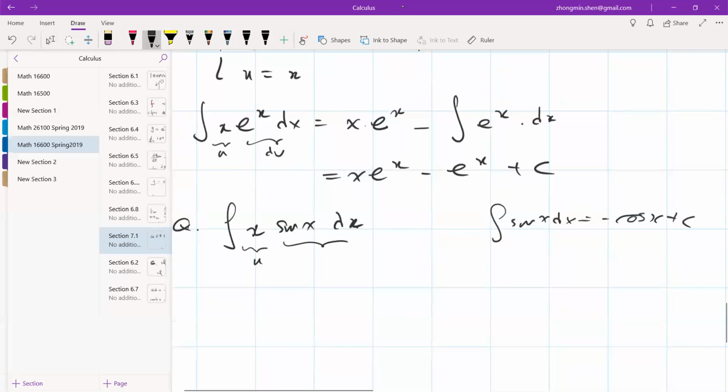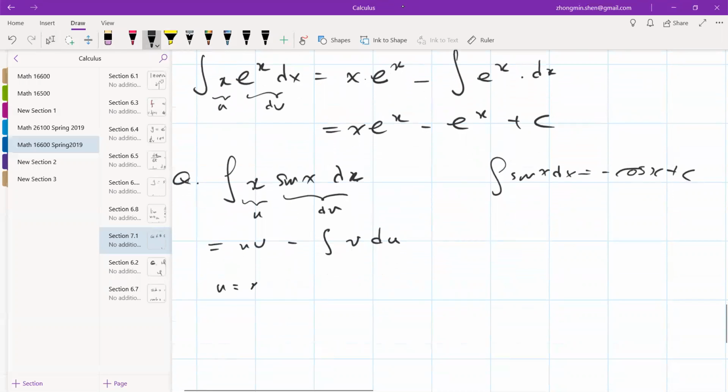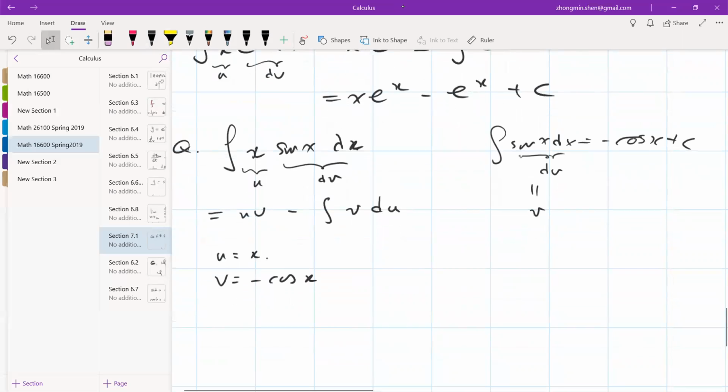So this will be u, that will be dv. Then if I switch the order, it's u times v minus v times du, which is probably fine. Now, what is v? u is going to be x, so du is just dx. And how can I get v? From here, you already see that dv is sine x dx, so the integral of dv is v. So v should be equal to negative cosine x. You don't need to put a constant here.